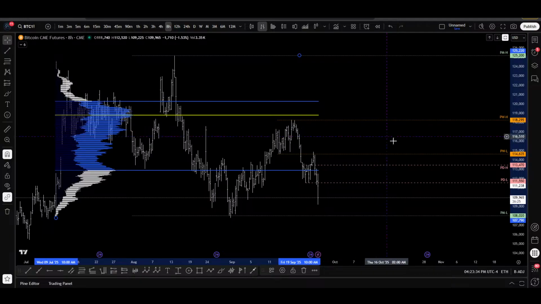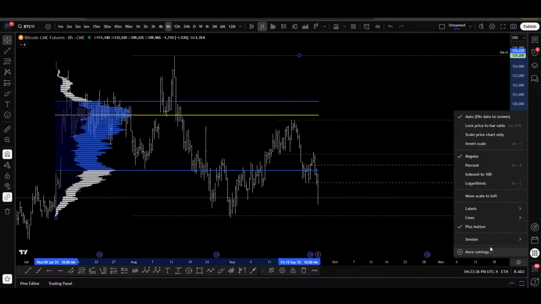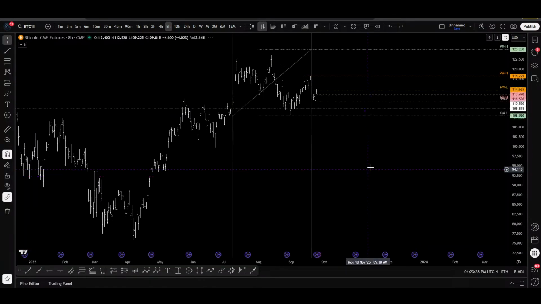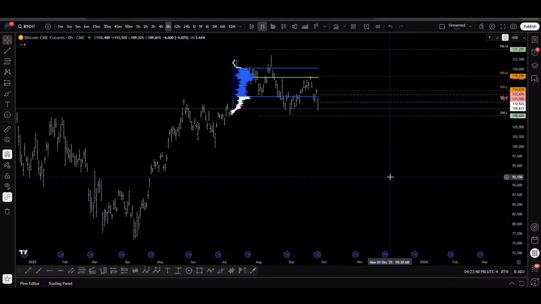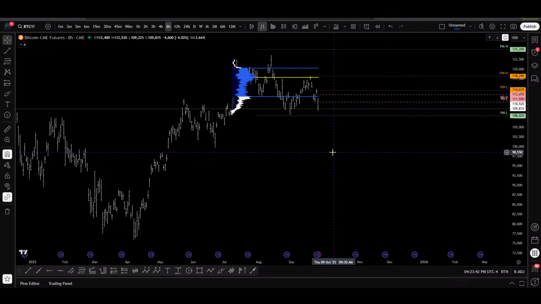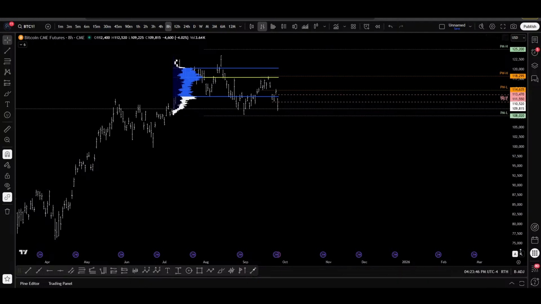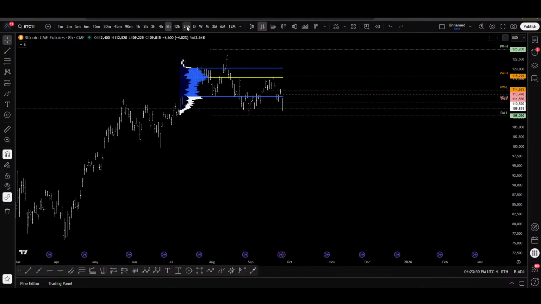After regular trading hours, let's go ahead and see if we change this session, right? So looks like we closed at 109.815. We lost the value area low. We're now trading within this range.